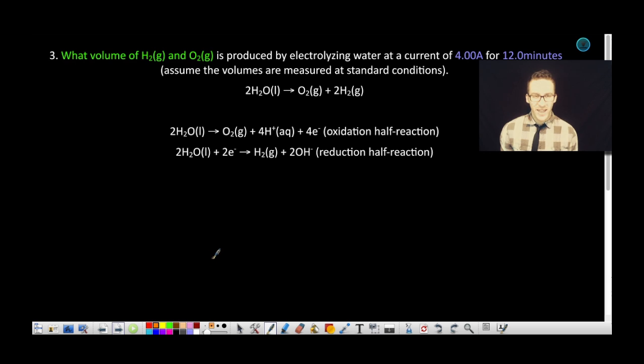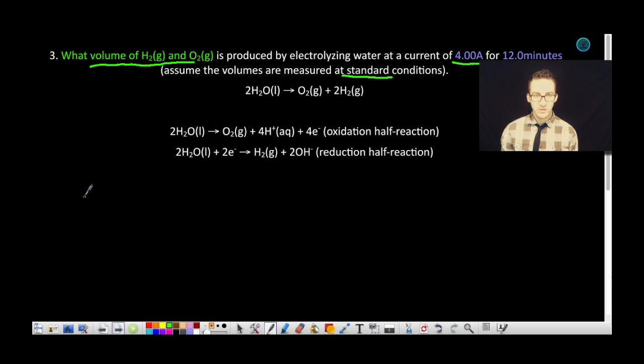Okay, and our final problem here today, we're going to be looking at the electrolysis of water, or the splitting of water into its component elemental gases. We are asked to determine here the volume of hydrogen and oxygen that is produced when we apply current of 4 amps for 12 minutes. We're going to assume the volumes are measured at standard conditions, which is nice, so we can use that 22.4 liters per mole. As we look at the formula for the electrolysis or the splitting of water, we're also provided with the 2 half reactions here, the oxidation half reaction and the reduction half reaction.